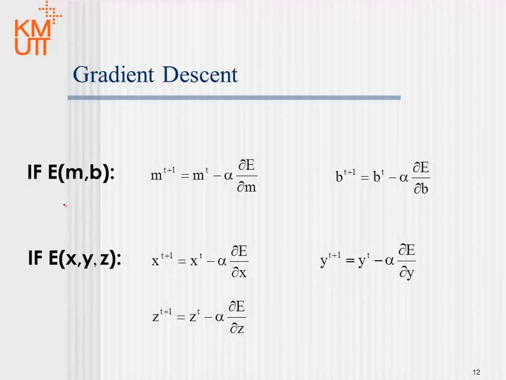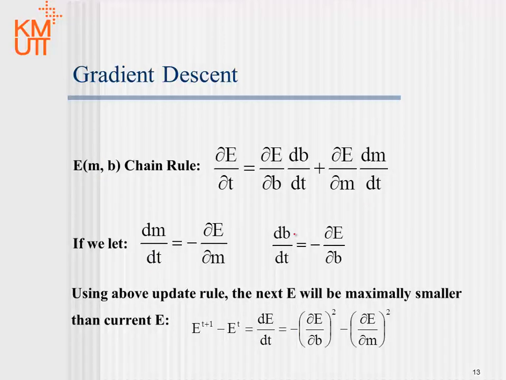Okay? So just notice that if E is a function of m and b, we write the update rule like this. So this will be the update rule if E is a function of m, b. If E is a function of x, y, z, there's going to be 3 update rules, for x, y, and z. This is something you could memorize if you want, but I've explained to you in the previous slide where it comes from, okay? And I explained to you last week in class as well. And let me explain it to you here also, again.